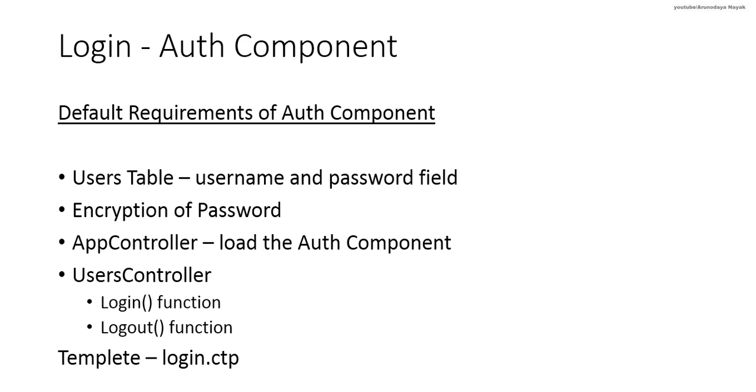And the third point, we have to load the Auth component in the parent controller, the AppController. And in the UsersController, we have to create two functions. One is the login function and the second one is the logout function. And the third, we have to create a login form, that is the login.ctp file.